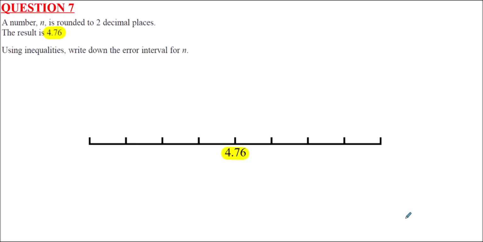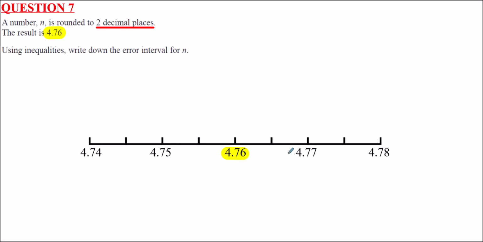So put 4.76 on a diagram you might want to. And then to the left of it, we're going to have 4.75, 4.74, 4.73, and so on. And going this way, it's going to be 4.77, 4.78, and so on. Something like this. So these are the values we'd have. 4.74, 4.75, going up in 2 decimal place lots. So after it's been rounded, it must round to 4.76. And so it's got to be closer to 4.76 than 4.75 or 4.77.